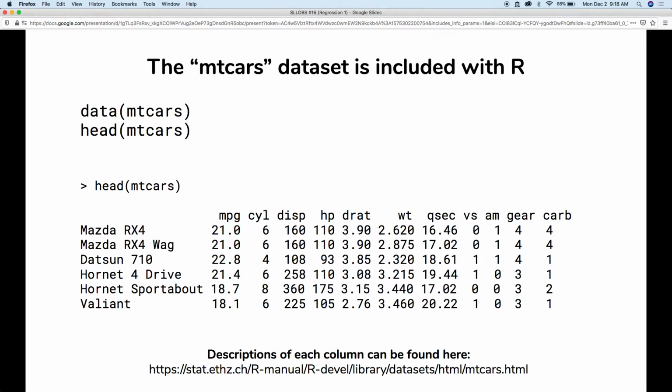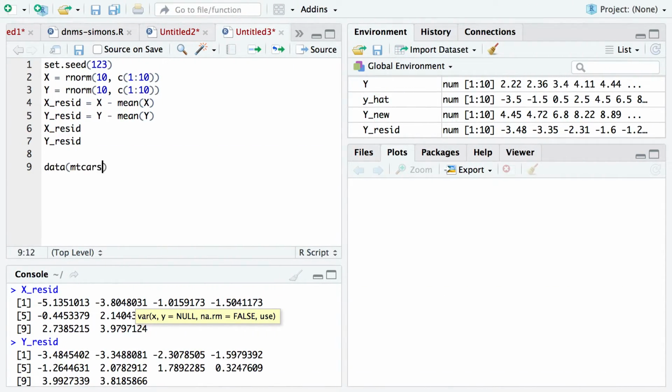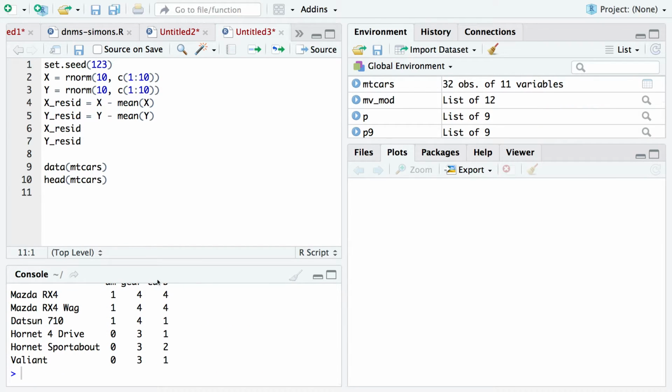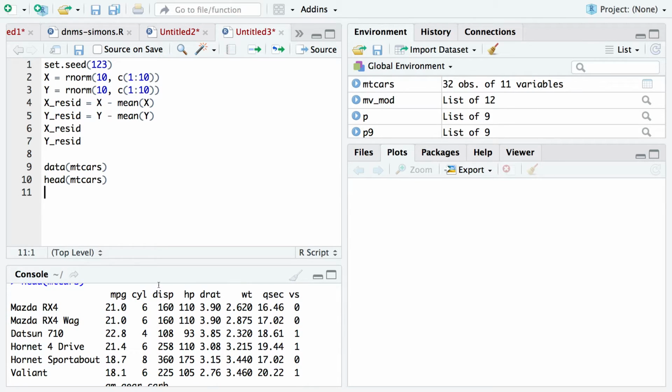Okay, so to load the mtcars dataset, it's really easy. You might have done it already. You just type in data(mtcars), and then you can head that dataset to see what it looks like. And so we can do that really quick. We can just take a look at what this dataset looks like.